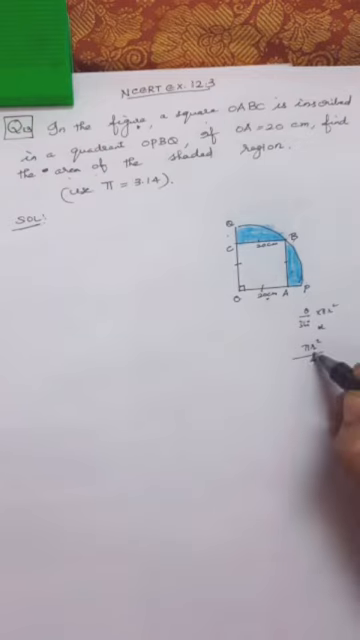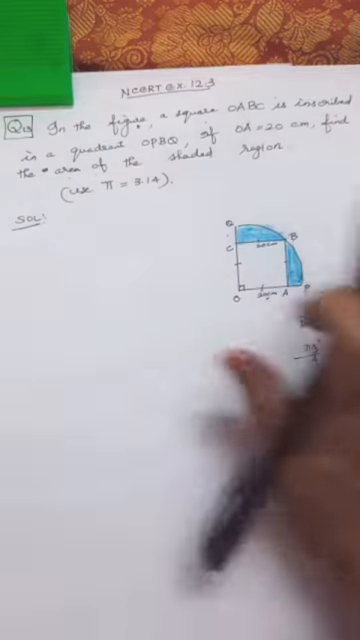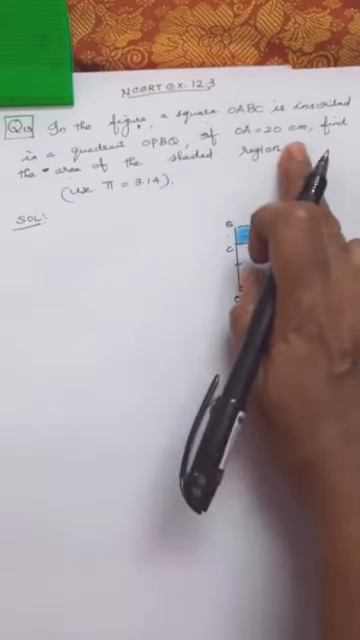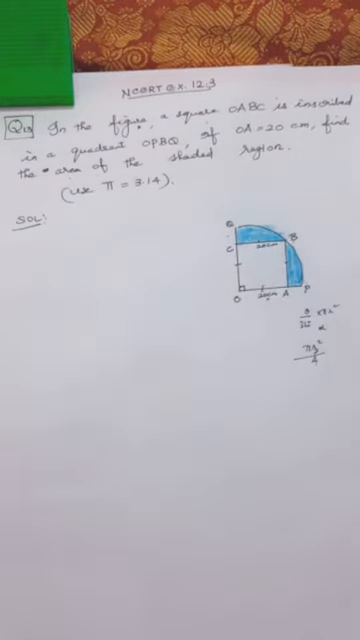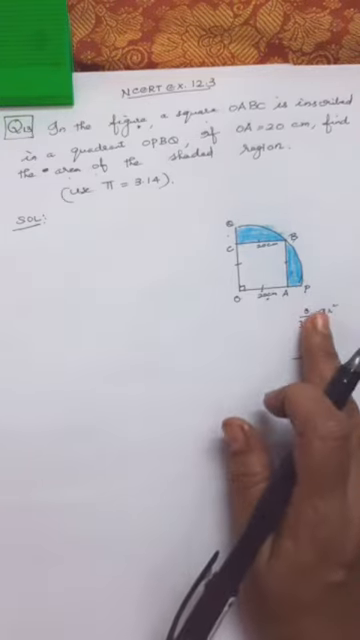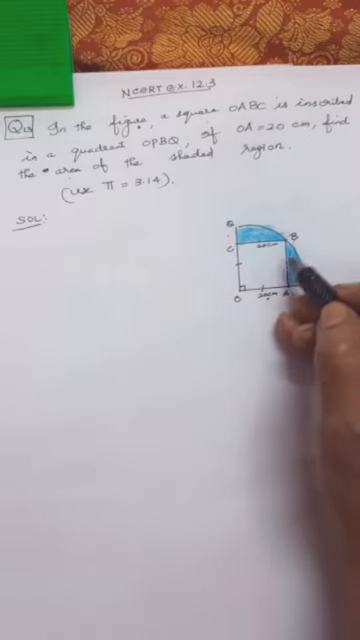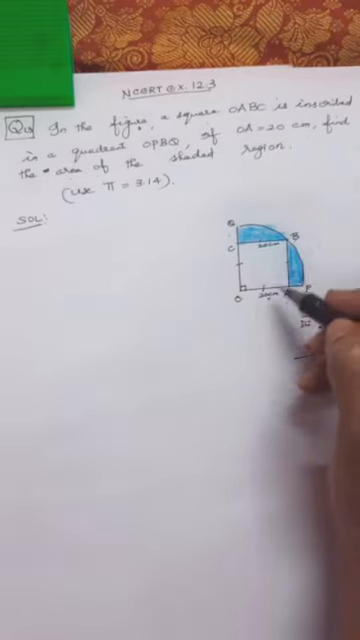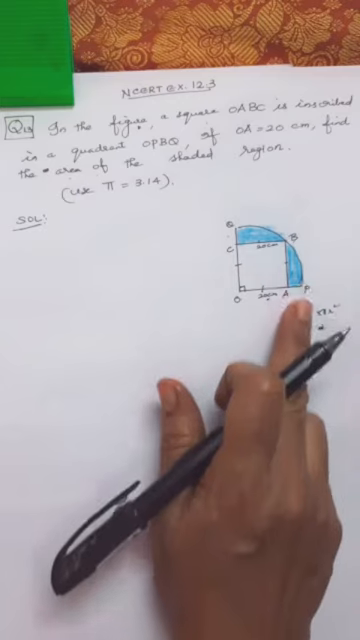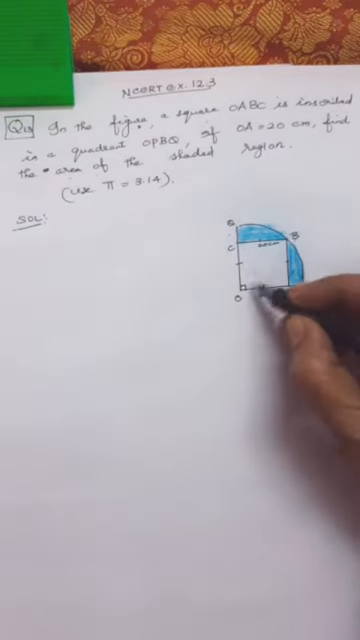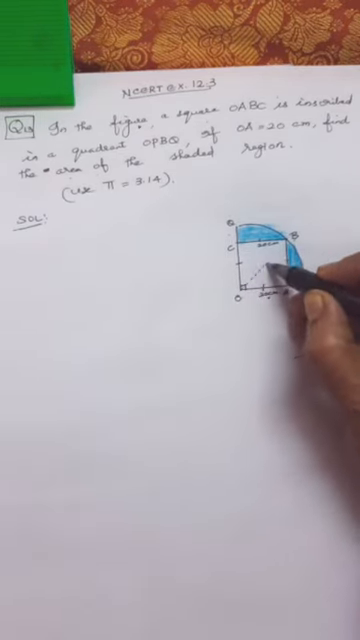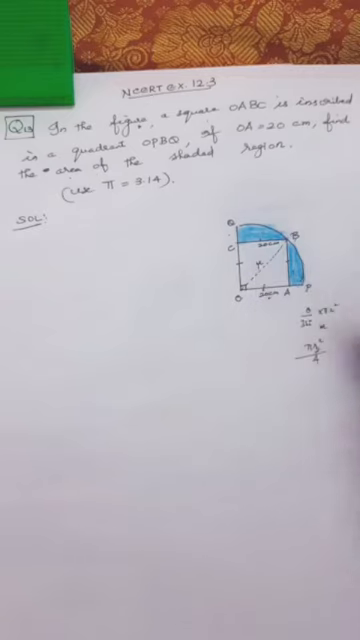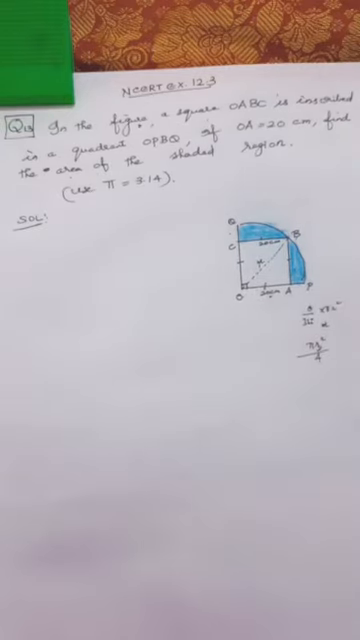So for that, you must know how much is the radius. The measurement is not given. The only data given is the side of the square, so you have to find out the radius of the quadrant. What is the radius of the quadrant here? OP, OQ, OB, all these are radius only, because this is the curve. So OB is a radius of the quadrant.